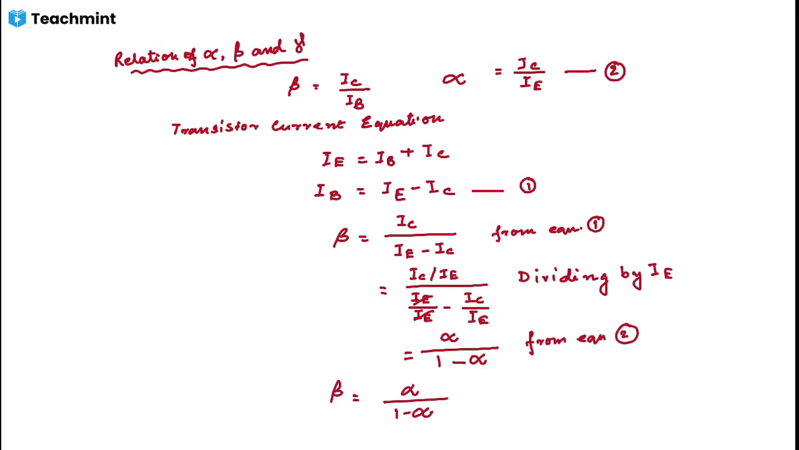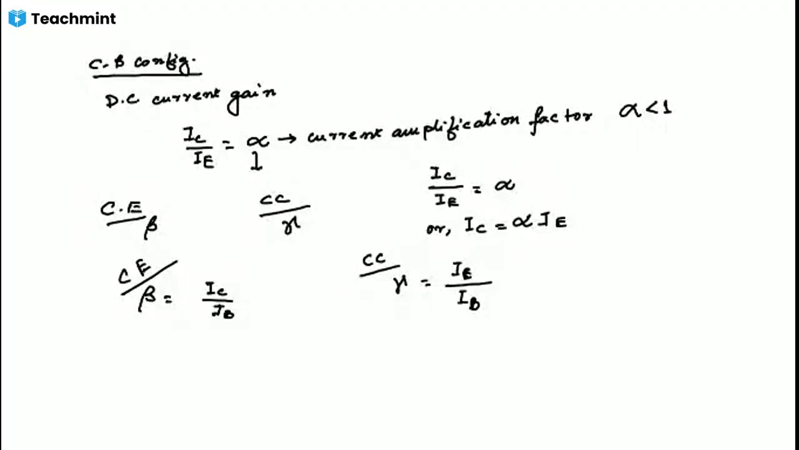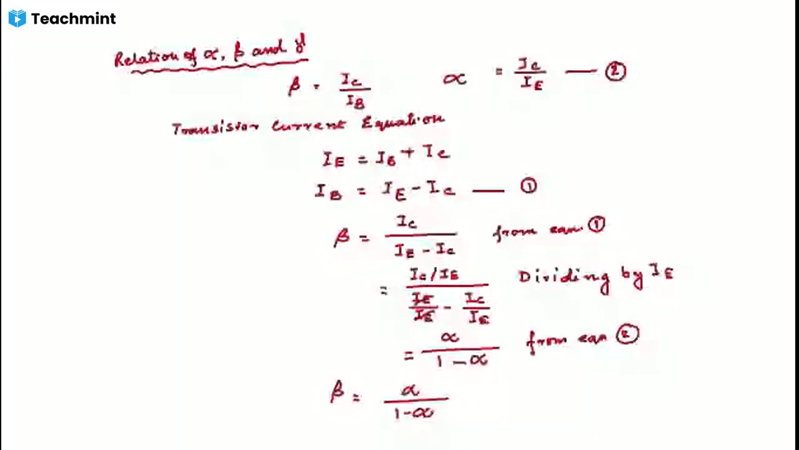So this is the current amplification relation, what I told, the relation between the common base current amplification factor and the common emitter current amplification factor. So hence the current gain in common emitter is very high.